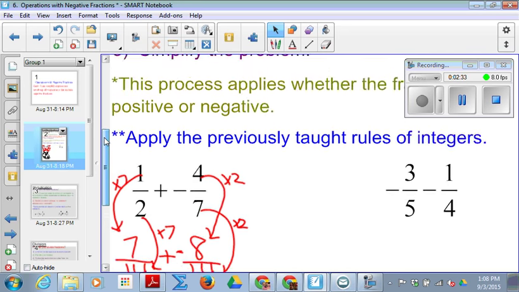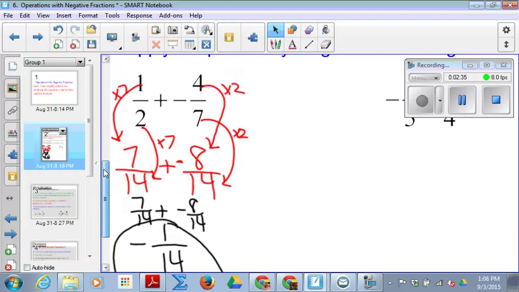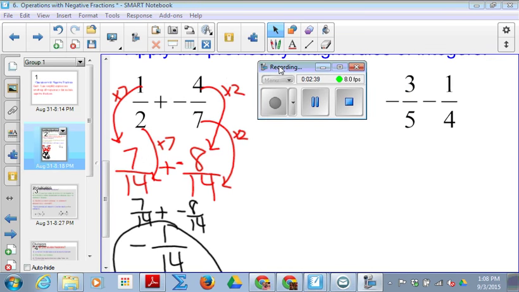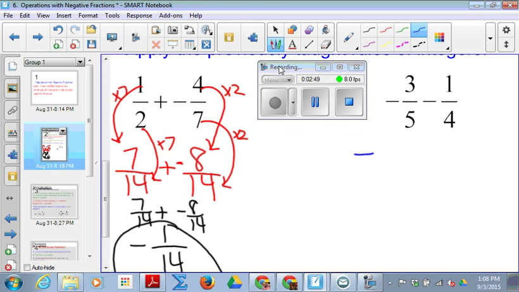So if you want to go ahead and try the next one on your own, it's fine. You can pause the video now or stay with me as I go through it. -3/5 minus 1/4. Our addition and subtraction rules are the same as shown above. So we have a common denominator of 20. So 3/5 becomes 12/20. Multiply both things by 4. And 1/4 becomes 5/20. Multiply each part by 5.